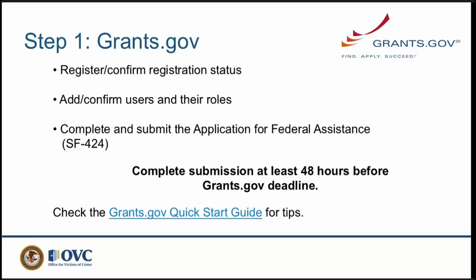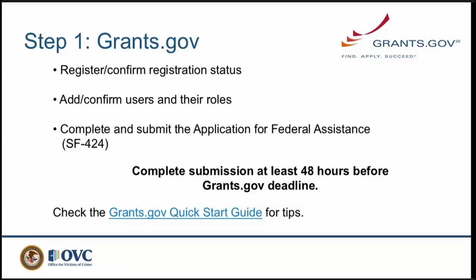A few special points about Grants.gov. First, be sure everyone you plan to have work on your funding application can access and take actions in Grants.gov. Do this in advance of the application to be sure you're ready to submit when the time comes. Second, Grants.gov will only allow entities with an active SAM.gov registration status to submit an application for federal assistance. So please check to be sure your registration is not expiring soon.